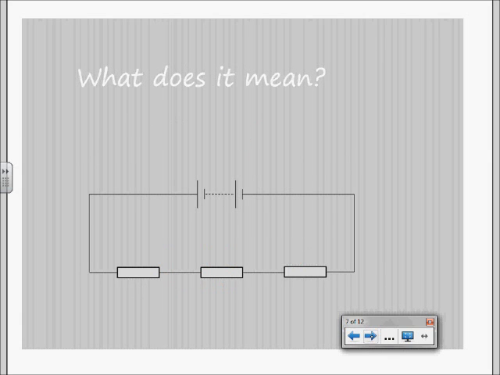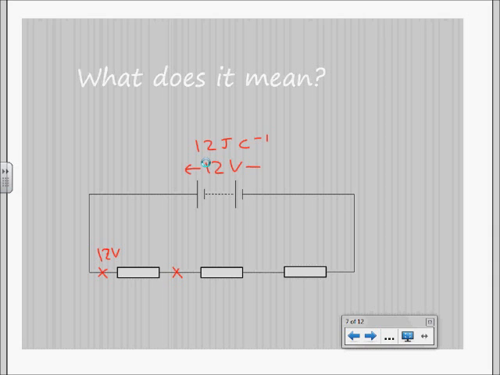What does it mean? You can skip this slide if you already understand this. 12 volts means 12 joules per coulomb. So at this point in the circuit, the charge has 12 joules of potential energy. The potential is 12 volts, 12 joules of potential energy for each coulomb of charge that passes that point.